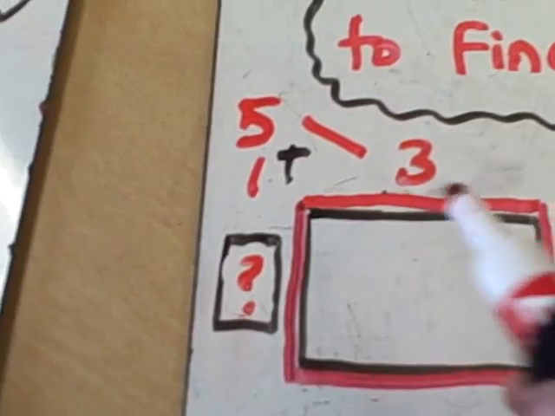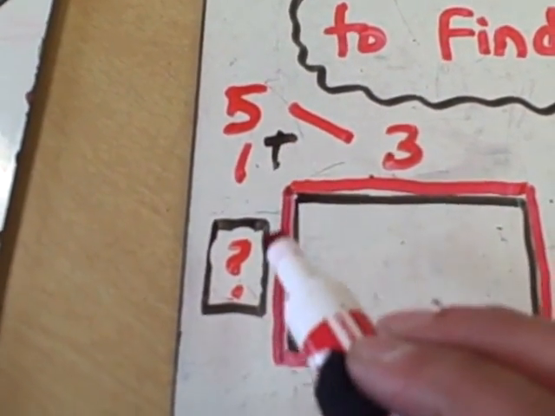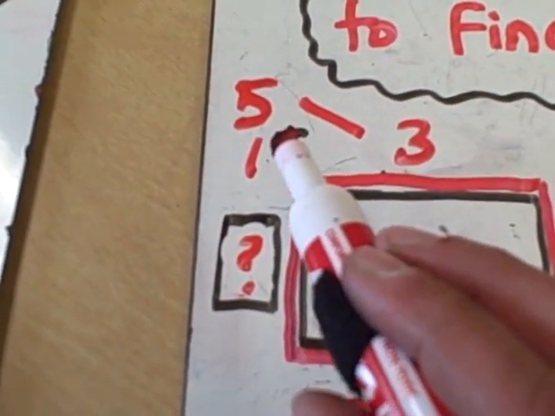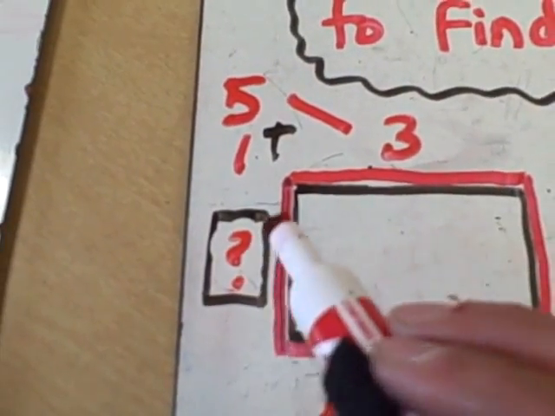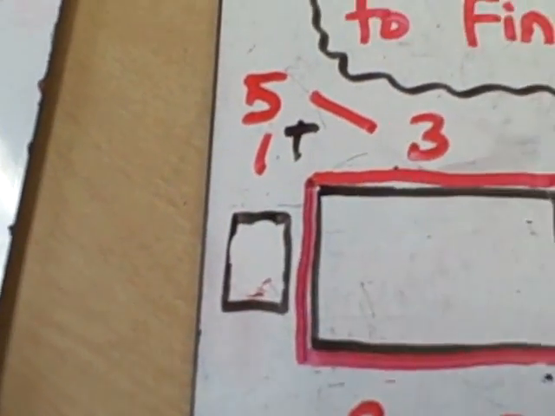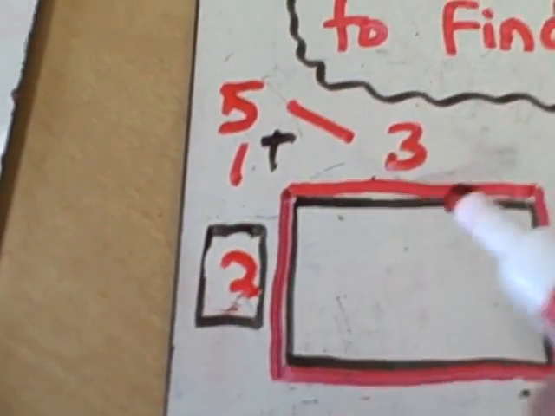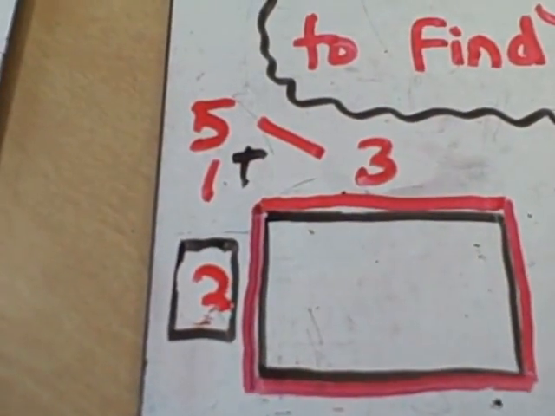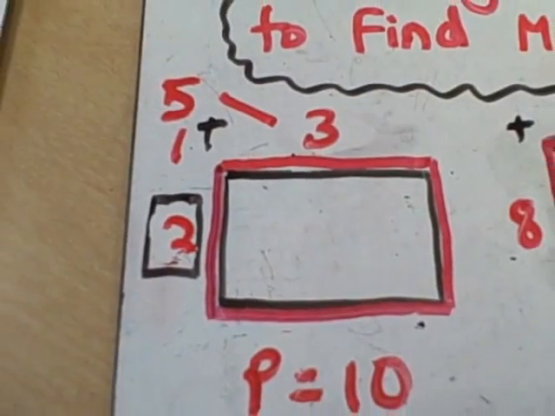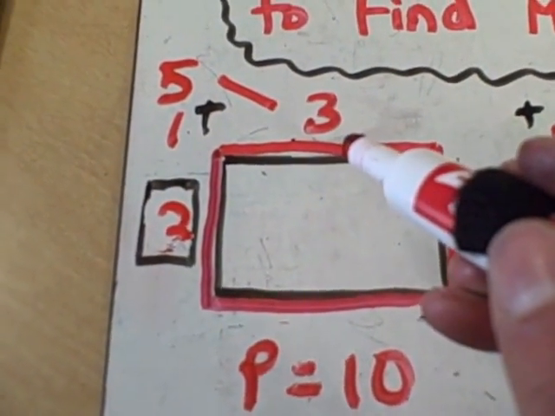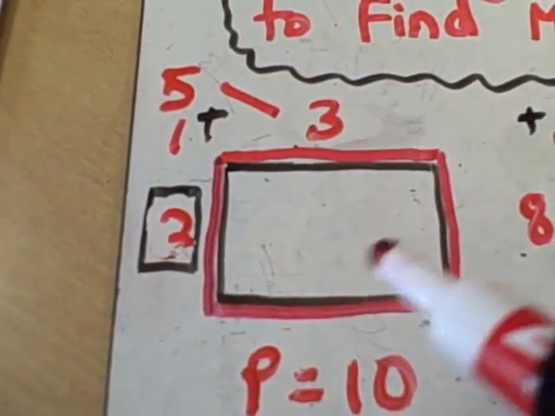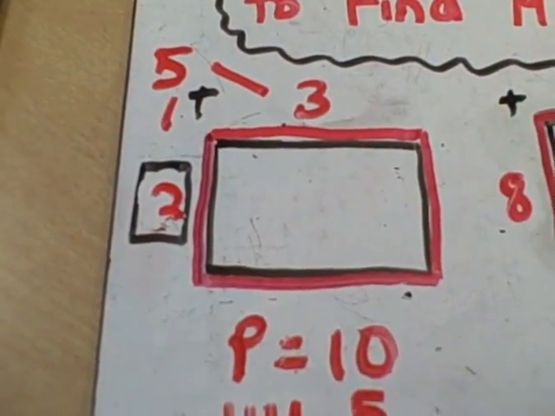And guess what? 5 is 3 plus something. So all I have to do now is take away that 3 to find out the missing side. And the answer is 5 minus 3 is 2. 2 plus 3 is 5. And I promise you it'll work because 3 plus 2 is 5 and 3 plus 2 is 5, and that makes 10.